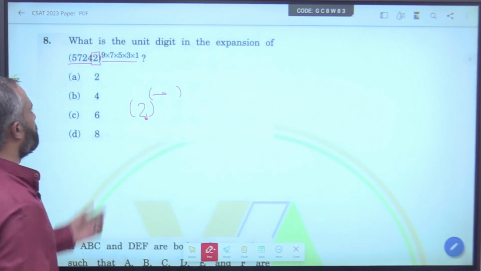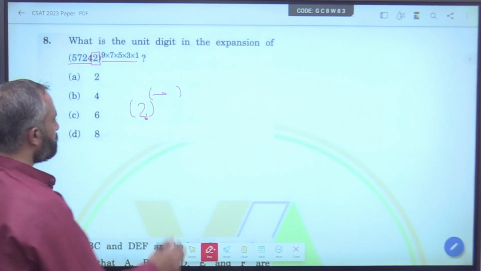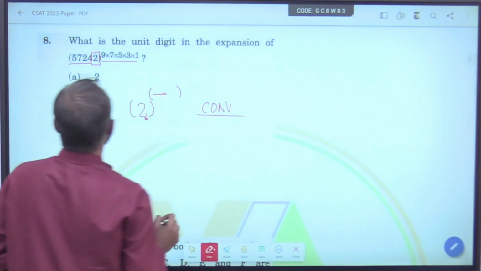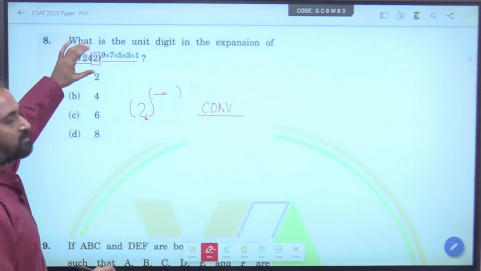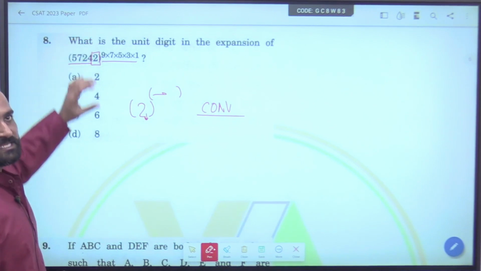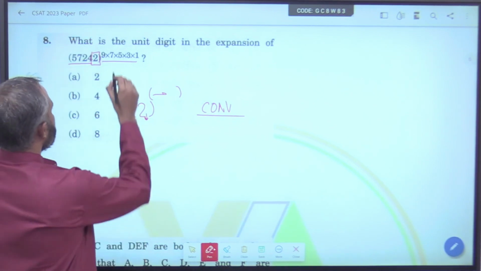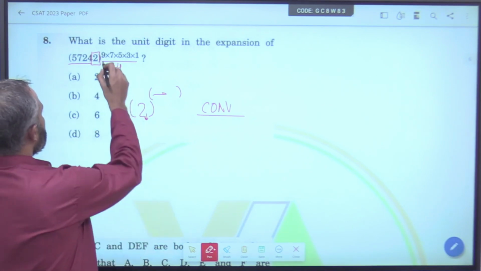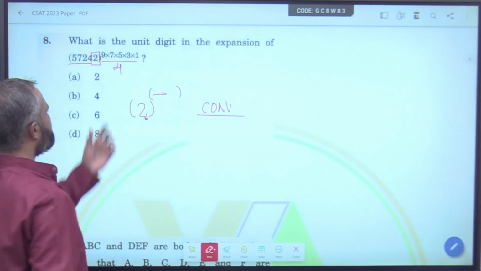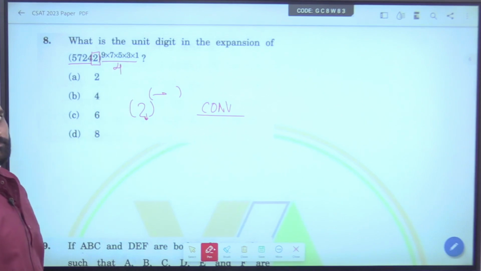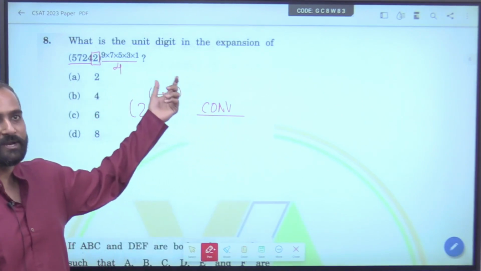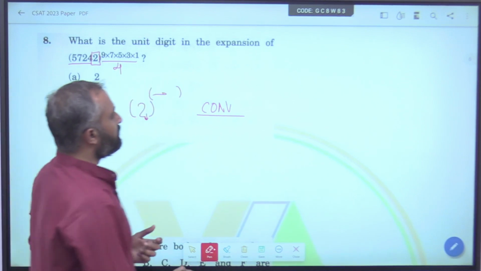Now what most of us do in a conventional way, you might have seen this many times. Since 2 has a cyclicity of 4, they divide this product by 4. Very good. They do this product and divide by 4 and see whether it is a multiple of 4 or not. If you are my student, I would have already discussed in class the concept of negative remainder.